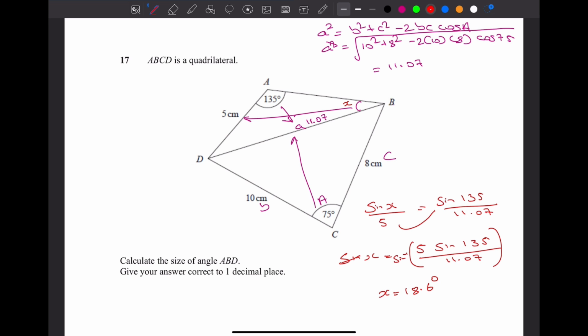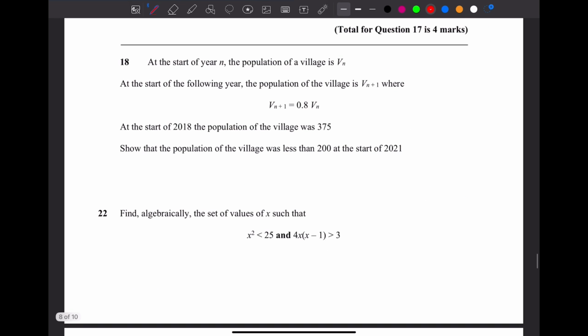Okay, that will be your angle ABD. Good. Question number 18. At the start of the year 2018, show that the population was less than 2021. So 2018 is 375 people. So 2019, 2020, 2021.